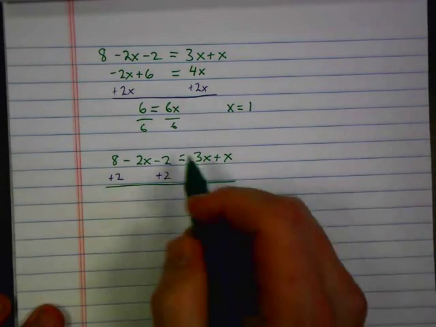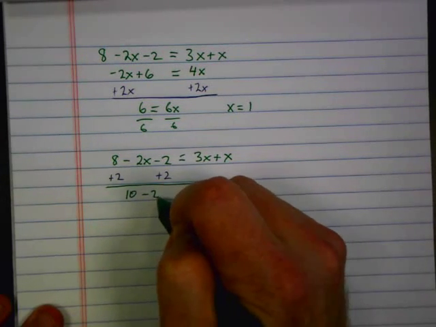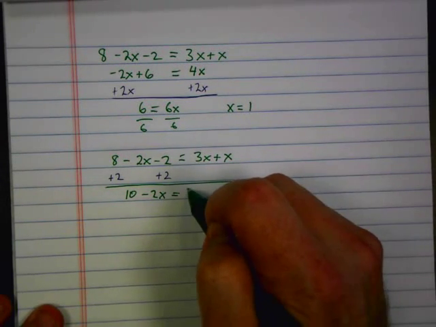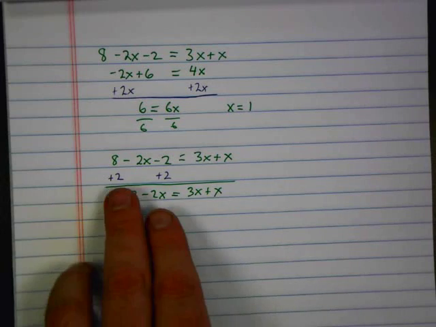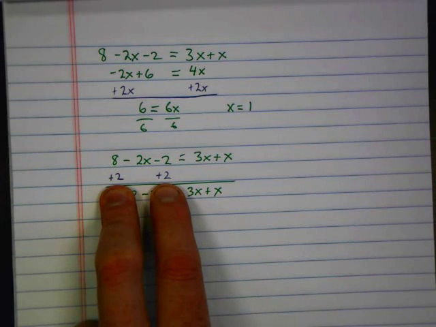And I'm going to write 10 minus 2x equals 3x plus x. What did I do wrong? Didn't do what on the other side of the equal sign? That's right. I didn't do the same thing on both sides of the equal, did I? When I did plus 2 and plus 2 here, where are they? They're both on the same side. Is that legal? No, I can't do plus 2 on the left and plus 2 on the left again.